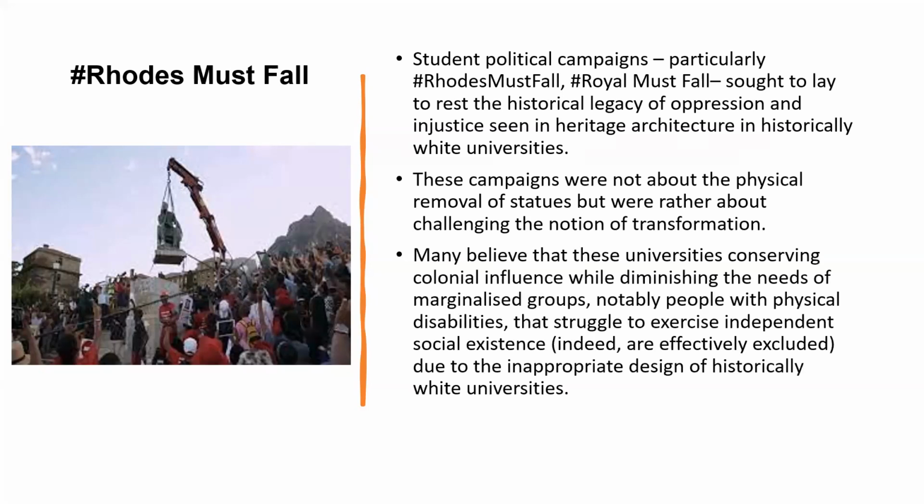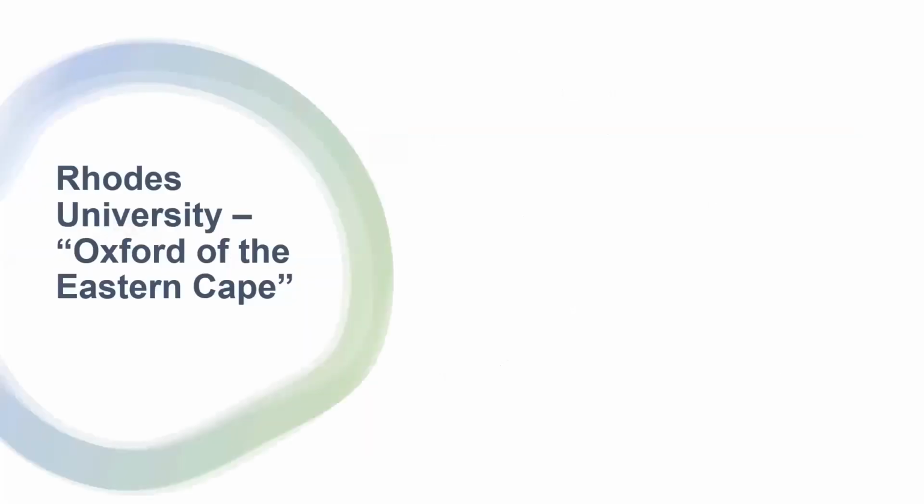Many believe that these universities are conserving colonial influence while diminishing the needs of the marginalized groups, notably in this case, people with physical disabilities, who struggle to exercise independent social existence and are indeed effectively excluded due to the inappropriate design of historically white universities. Now, as I said, I'll be using Rhodes University as a case study, and I have already started with the data collection.